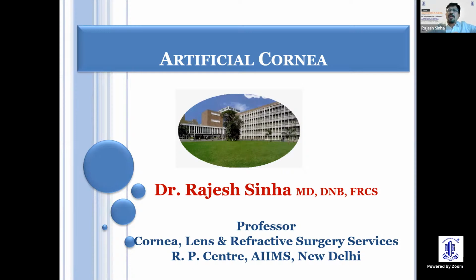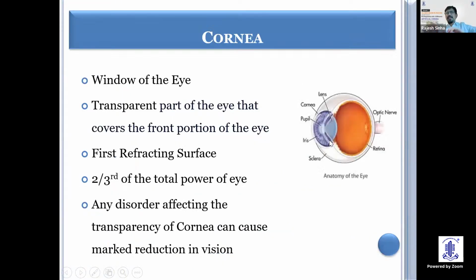As you all know, cornea is the window of the eye, because it is through the cornea that you see the world. This cornea is a transparent part of the eye which covers the front portion, and it is the first refracting surface. It has the major bulk of the total power of the eye, which is 2/3 of the total power. Out of 60, it has 40 plus diopters of power.